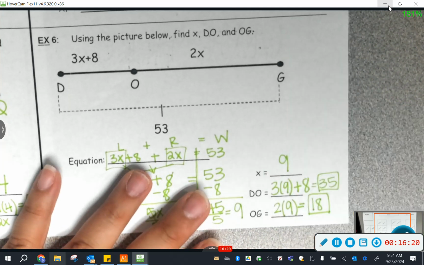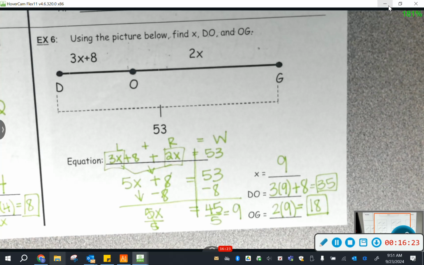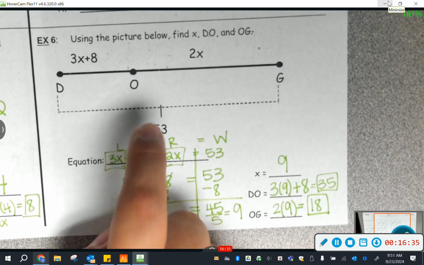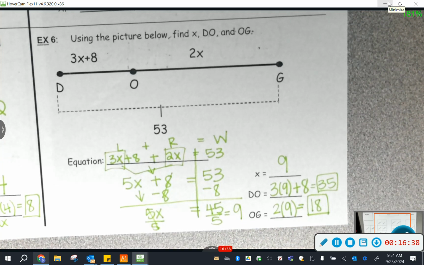18. And what I love about segment addition is you can check yourself. Did you get it right? What is 35 plus 18? Is it 53? Is that what that was right there? So you know you got it right. You don't have to come ask me, Miss Olivares, is this correct? Add them together and see if it's right.